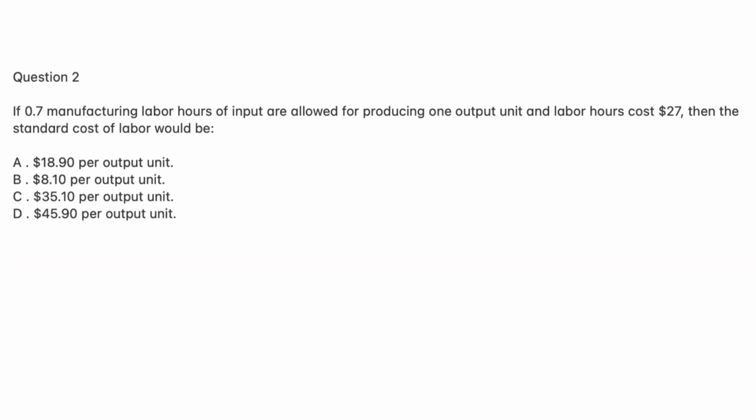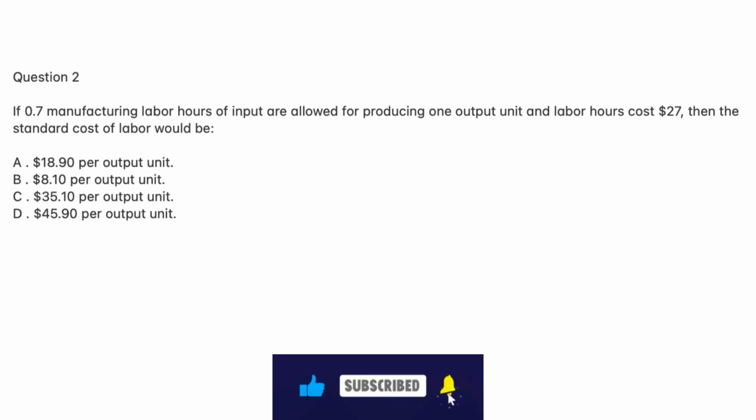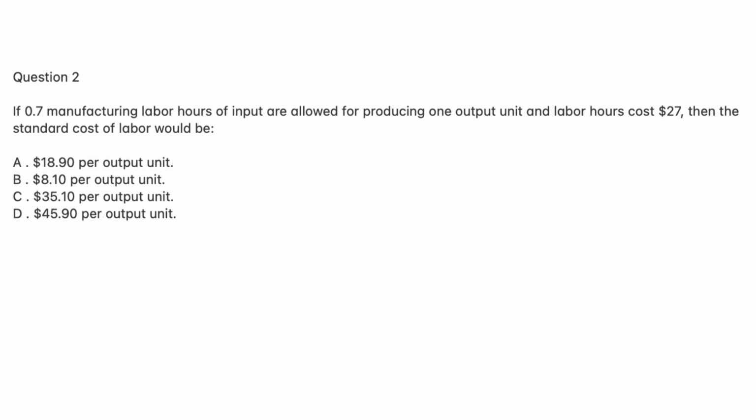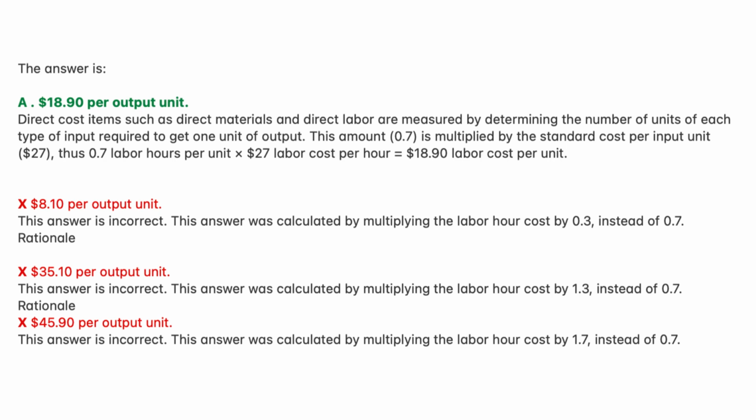Question 2. If 0.7 manufacturing labor hours of input are allowed for producing 1 output unit and labor hours cost $27, then the standard cost of labor would be A. $18.90 per output unit. B. $8.10 per output unit. C. $35.10 per output unit. D. $45.90 per output unit. The answer is A.